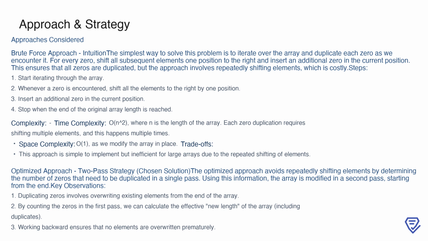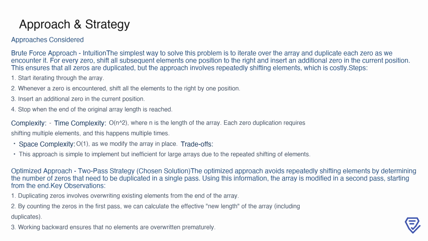However, the main downside is the repeated shifting of elements, which becomes computationally expensive as the array grows larger. The time complexity for this method is n squared, because for every zero, we might end up shifting a large portion of the array multiple times. On the other hand, it has a space complexity of 1, since we modify the array directly without using additional storage.